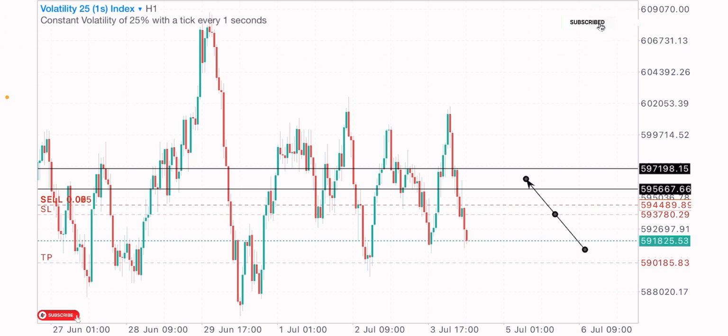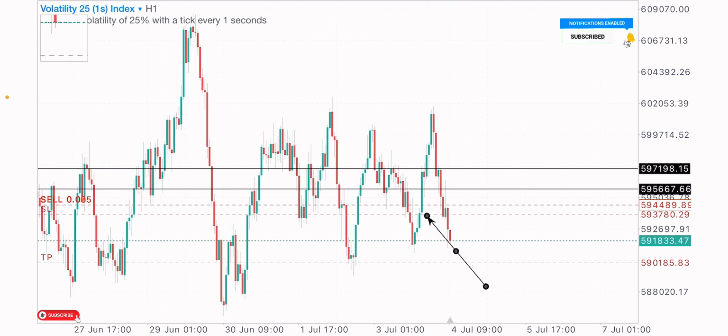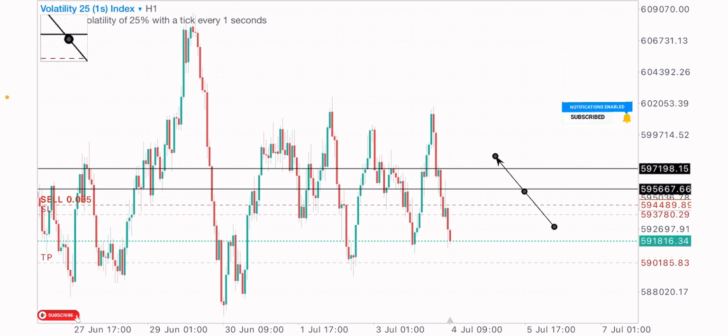and what made me sell this index, what I saw in the market that made me look out for sell opportunities on Volatility 25 1s Index, a trade breakdown basically.